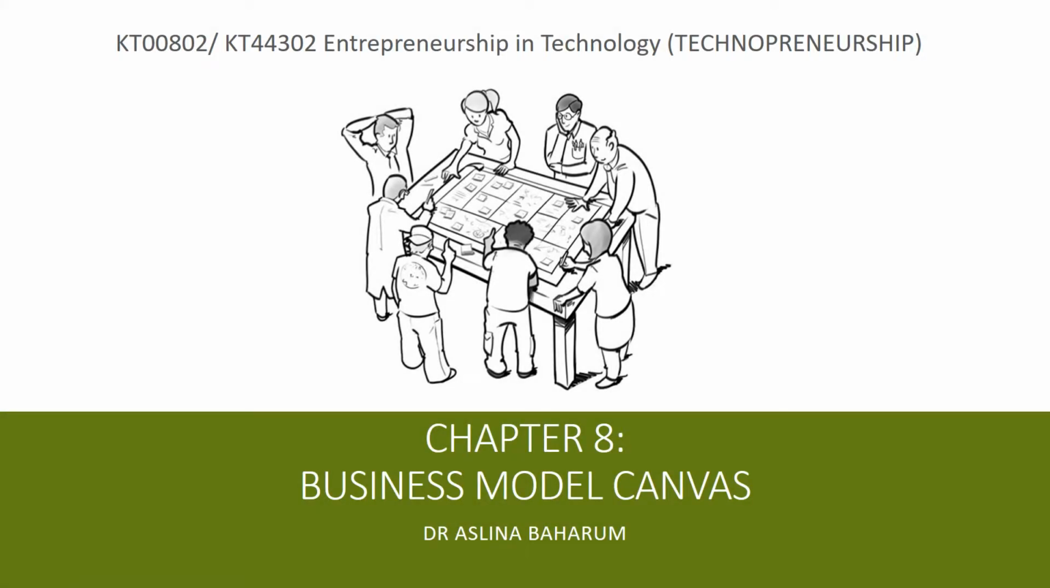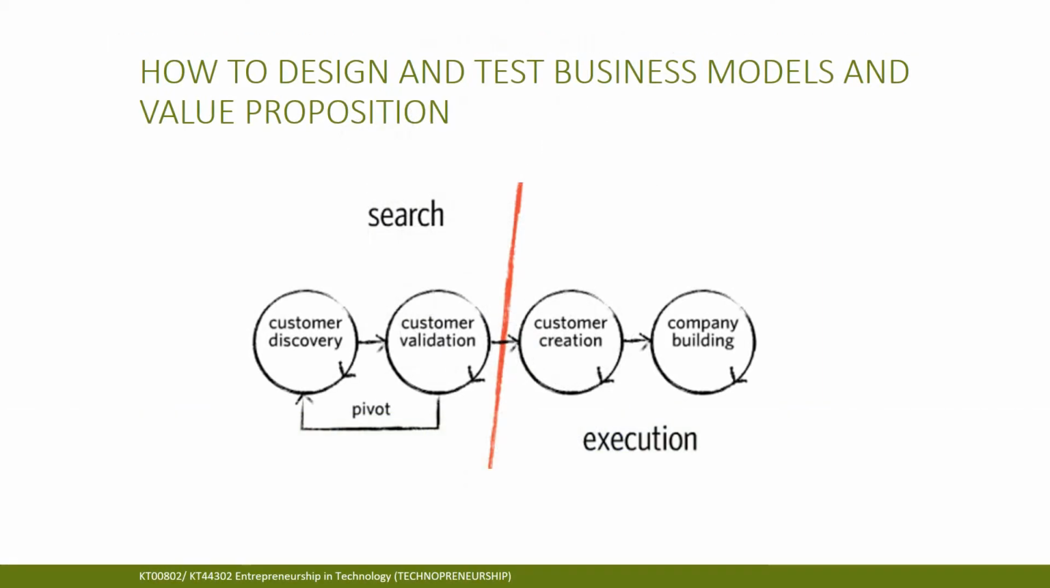In this chapter, we will learn about business model canvas. This is a customer development model. While startups are inherently chaotic, the 4 steps of customer development are designed to help entrepreneurs leverage the chaos and turn it into actionable data.